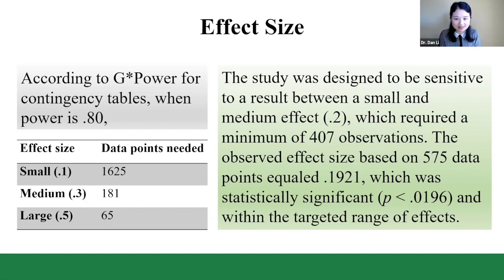So the study was designed to be sensitive to a result between a small and medium effect, about 0.2, and the observed effect size based on 575 data points is 0.19, which is statistically significant, and it is within the targeted range of effects.